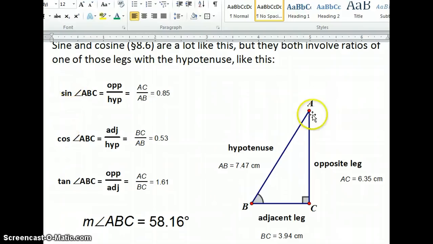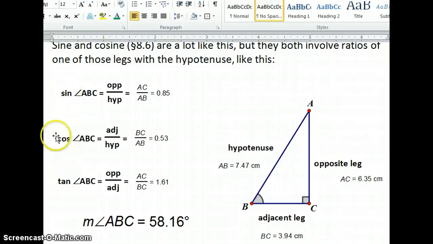Sine is defined to be the one that's this opposite number, sort of like the rise, divided by the hypotenuse. So kind of like, what percentage is the opposite of the hypotenuse? That would be the sine. And what percentage is the adjacent leg going to be of the hypotenuse? That's the cosine. And all 3 of those ratios are different most of the time for sine, cosine, and tangent.